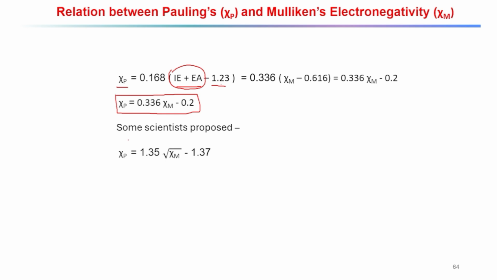And even some scientists proposed that chi p and chi m should be related like this: chi p is equal to 1.35 times the square root of chi m, and then you subtract the value 1.37. So either of the formulas you can use to relate Pauling's electronegativity with Mulliken's electronegativity.